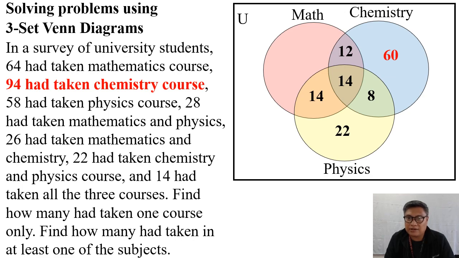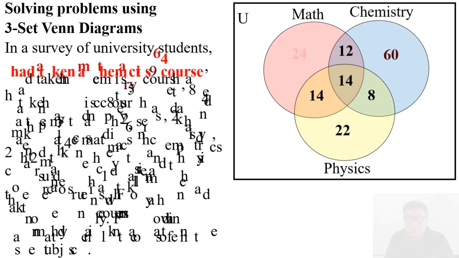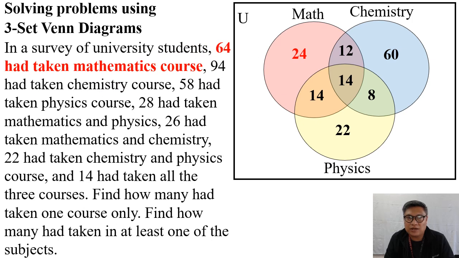And for the last here, we have our math. So 64 had taken mathematics courses. So again, we still have 14, 14, and 12. This is part of the math. So 64 all in all. So 64 minus 12 minus 14 minus 14. So the remaining now is 24. And there are 24 students who had math, but they don't have chemistry nor physics. But still, they are part of the math courses. And again, if you add all of these four, it will add to 64 students.